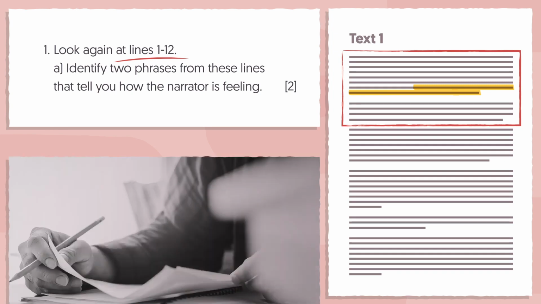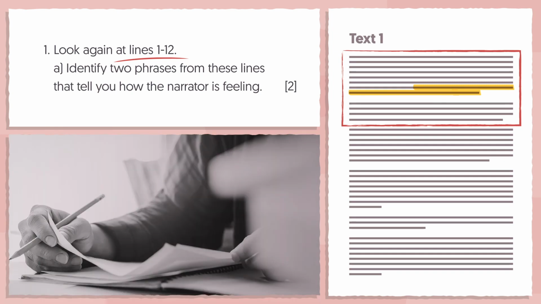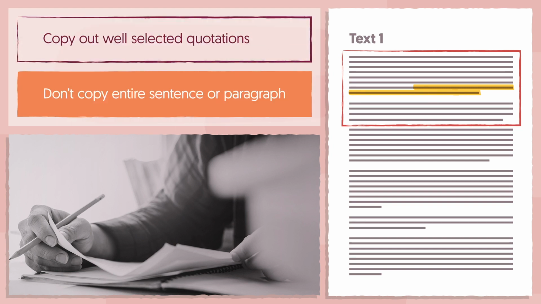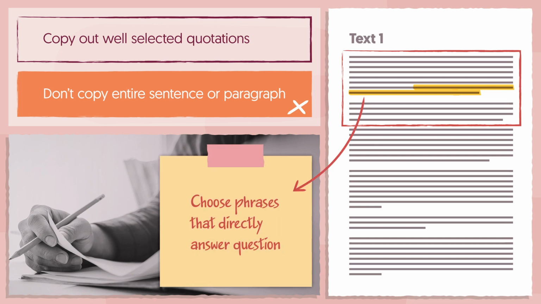So after you feel that you understand what the question is asking you, skim read the text to find your answers. Don't be afraid to copy out well-selected quotations, but be careful you don't copy out the entire sentence or paragraph. That doesn't show the examiner that you can select the information you need. You need to be more selective. Choose phrases that you think directly answer the question.